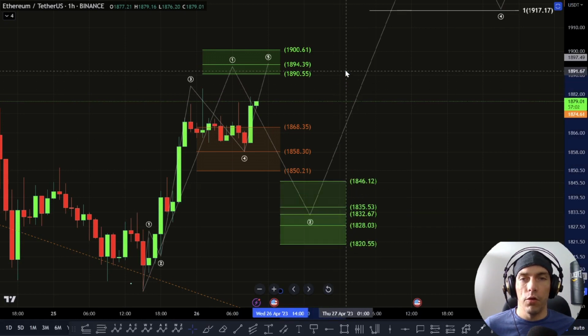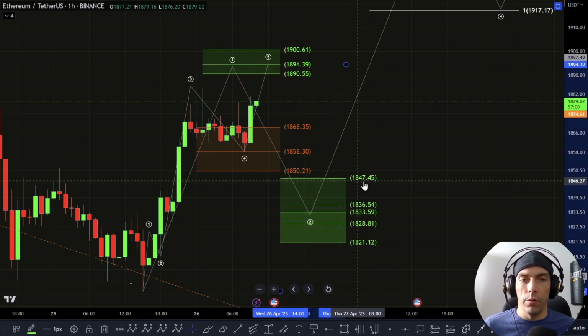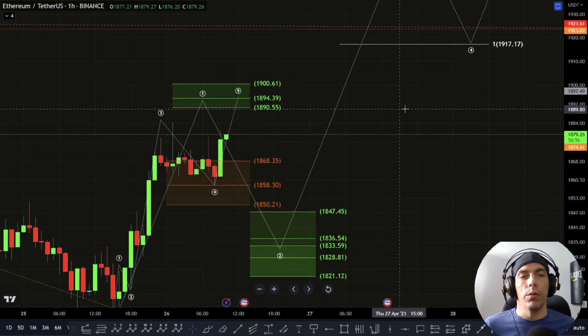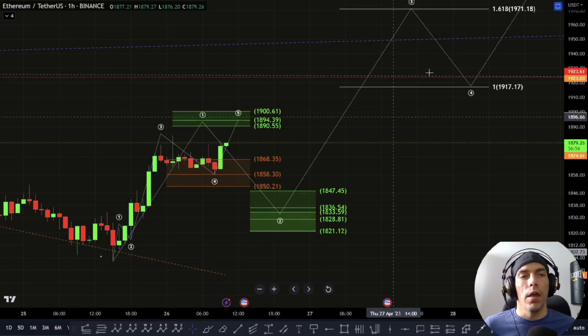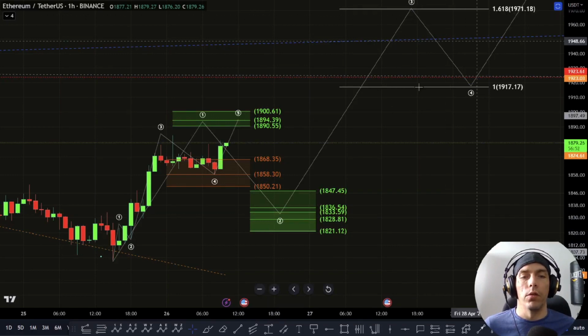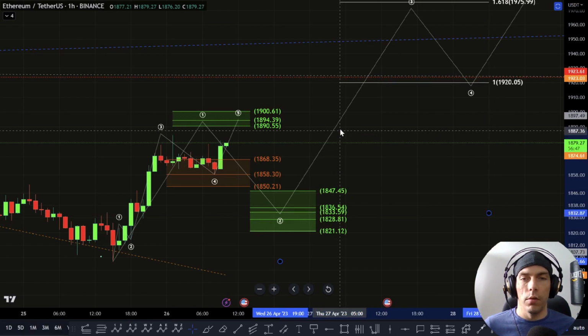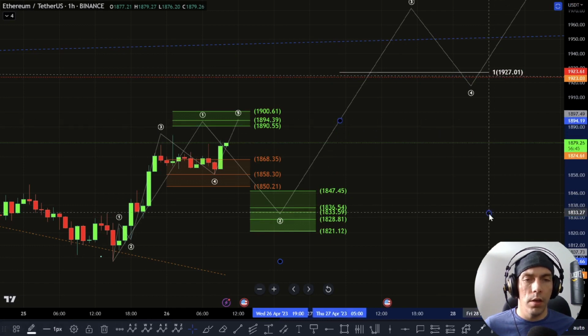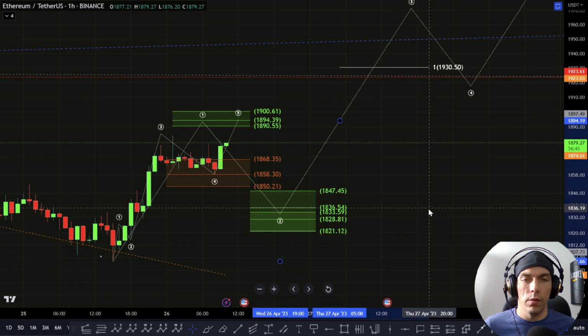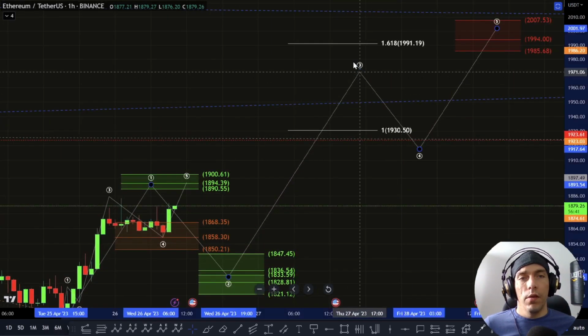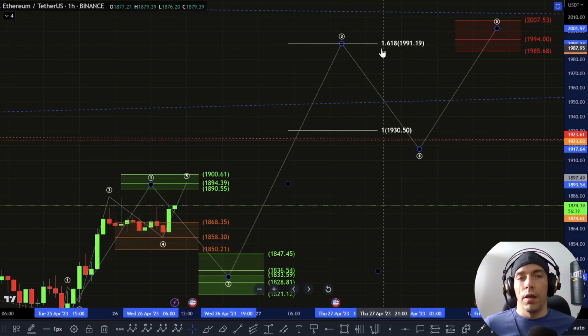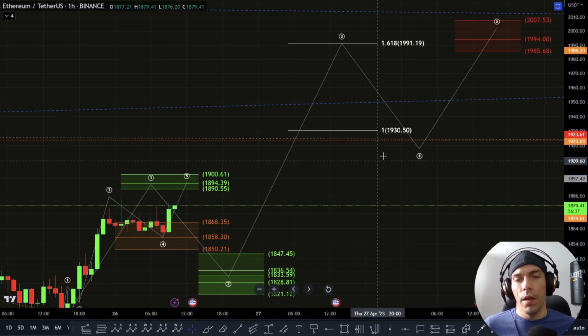If we do get a push up into this zone, what I'd be looking for is this 1847 to this 1821 to hold, and then look for that continuation to the upside in a bigger move here towards this zone of, depending on how low we come here. So let's adjust this high into there, into the 618. We could see a third wave, which would look to take us up towards this 1991.